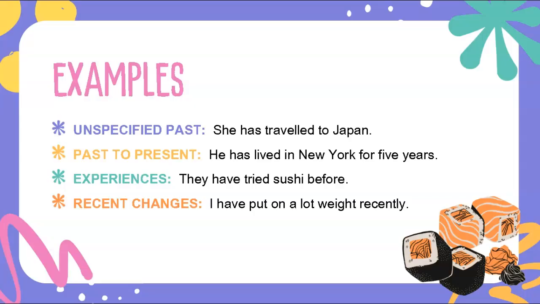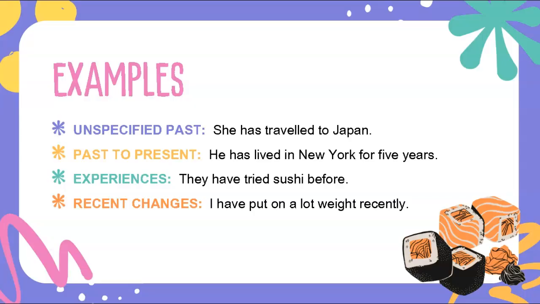And from past to the present, like a bridge we have mentioned earlier, he has lived in New York for 5 years, and so he started living in New York 5 years ago, and so he still lives there, and so he has spent the last 5 years in New York, so we use the present perfect tense. And for the experiences, that means it's your life experience.